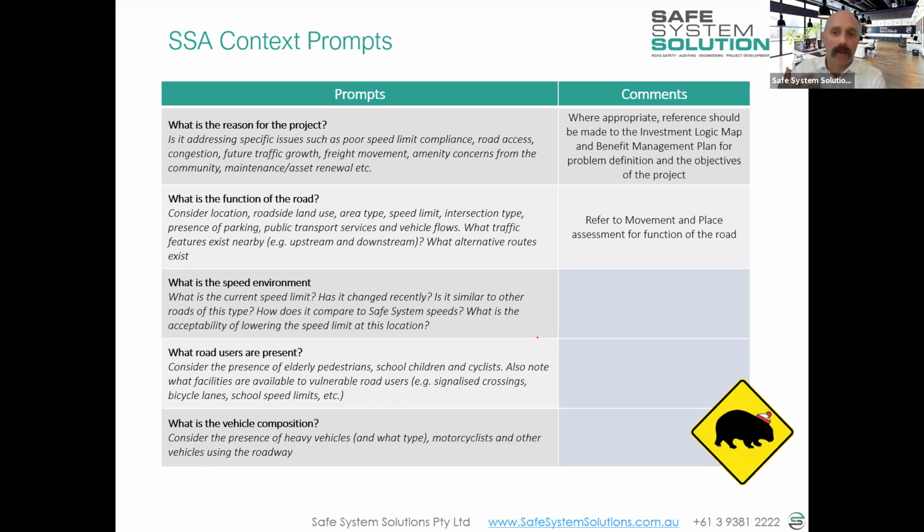We could do a roundabout, we could do traffic signals, we could do splitter islands, we could do a modified T, we could block off one of the legs. They're all on the table. So you're asking these questions. What are you going to do? Why is this happening? What is the existing environment? What is the land use? What road users are present? What's the vehicle composition? These questions that I've put in here are straight out of the Austroads Safe System Assessment Framework, and they're the prompt questions.